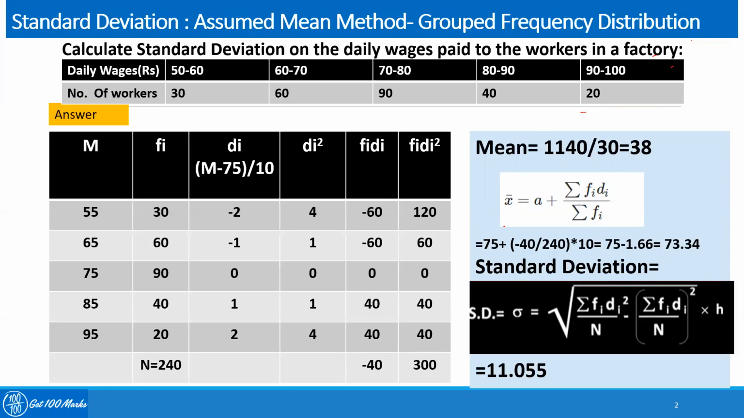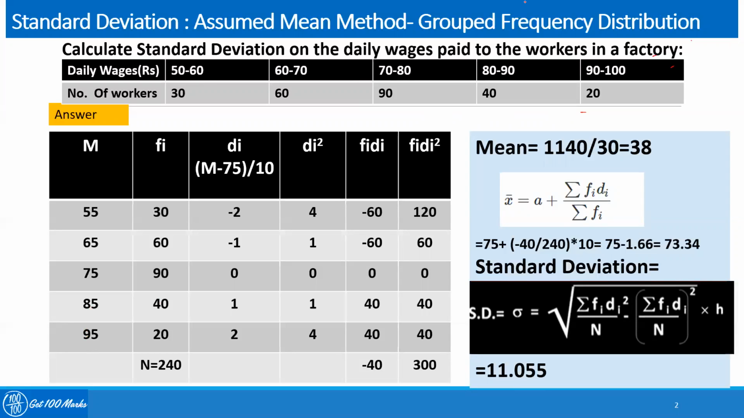Let's see the question. First thing, to do the assumed mean method or even the actual mean method, we need to find the mean value of the class interval. The mean value of the first class interval will be 50 plus 60 divided by 2, which comes as 55. Similarly, the second one is 65, then 75, 85 and 95. I have again put all the fi, or the frequencies of each class.